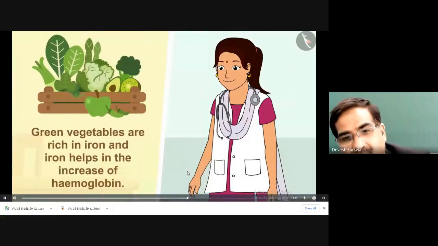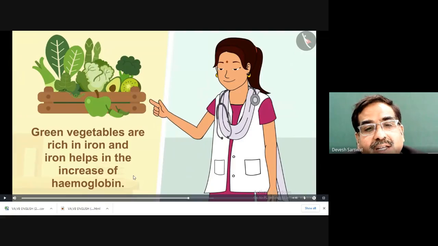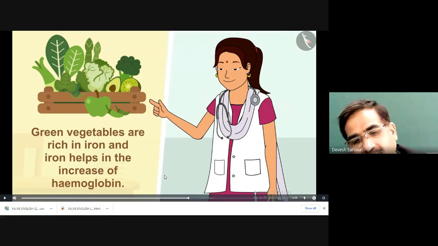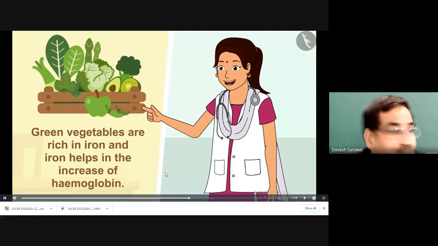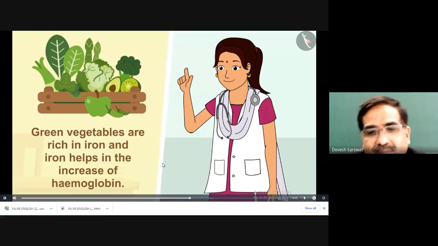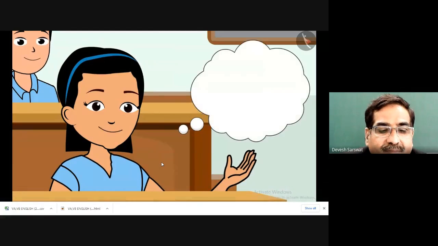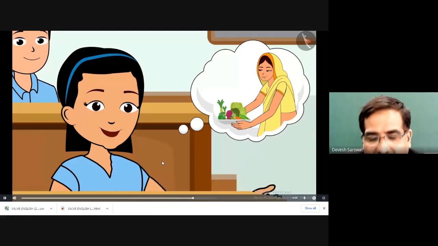Yes, because green vegetables are rich in iron. That's why we have to take green leafy vegetables. They are rich in iron, and iron helps in the increase of hemoglobin. Oh, so this is the reason why my mother asks me to eat spinach. Now I understood.